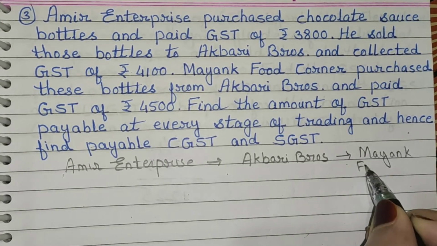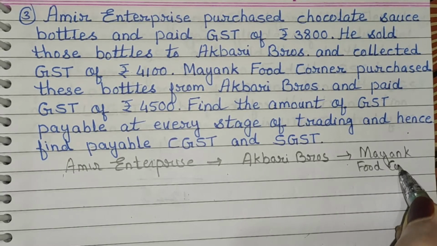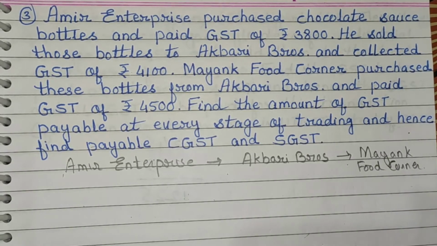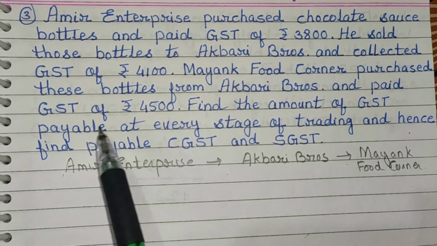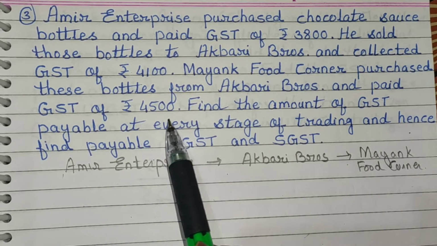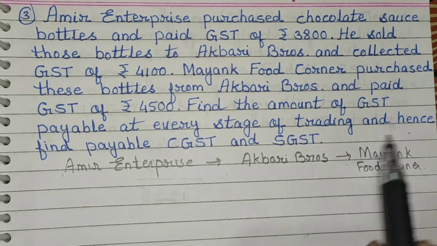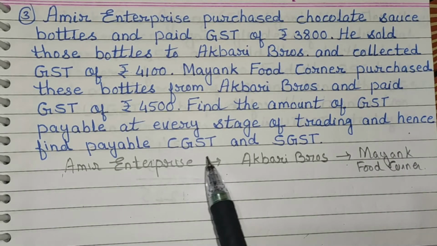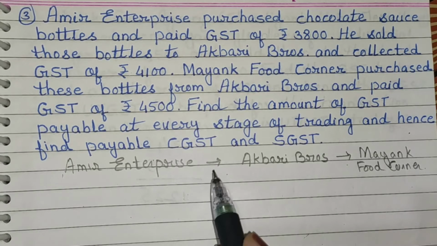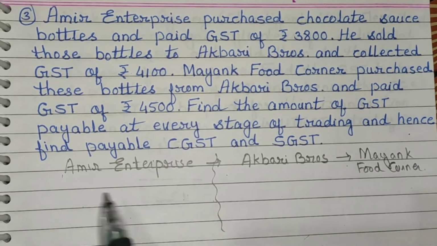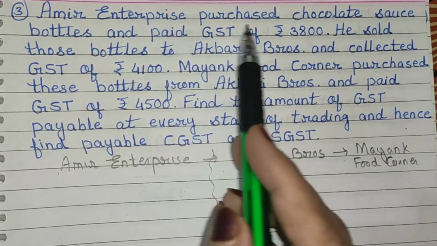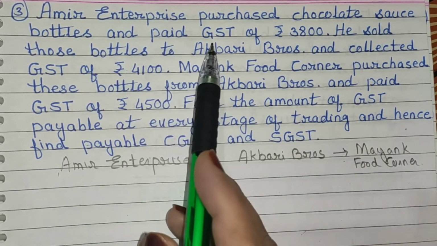Next one is Bang Food Corner. GST of rupees 4,500. Find the amount of GST payable at every stage of trading and hence find payable CGST and SGST. Now for the first one, Amir Enterprise purchased chocolate sauce bottles and paid GST.